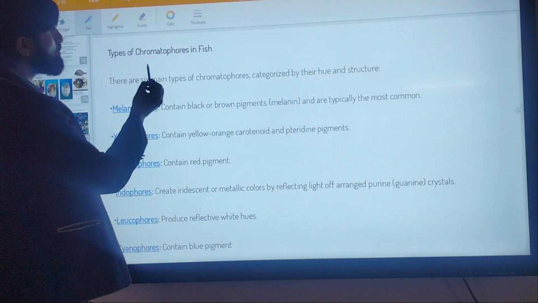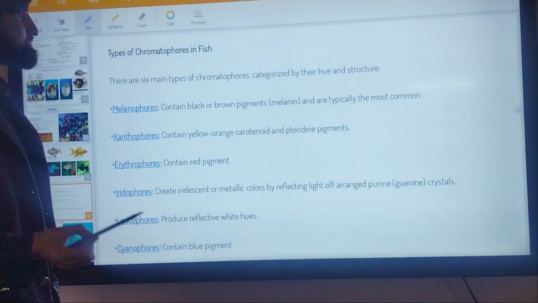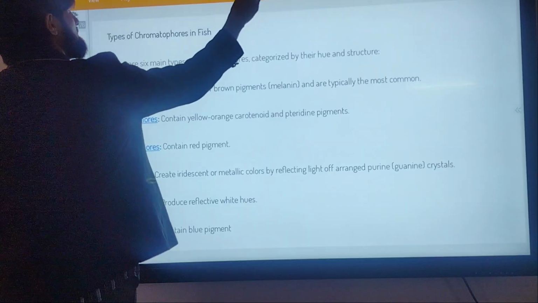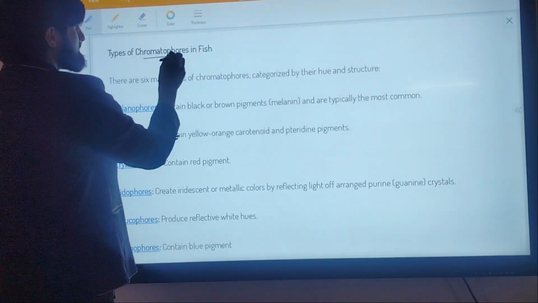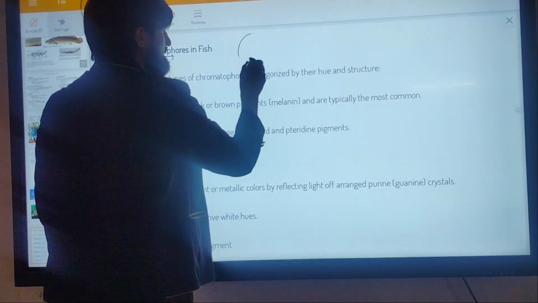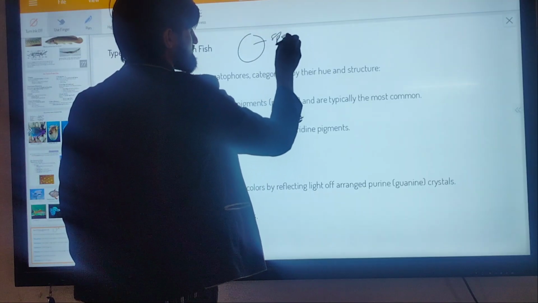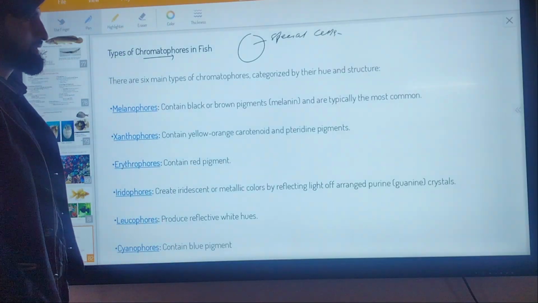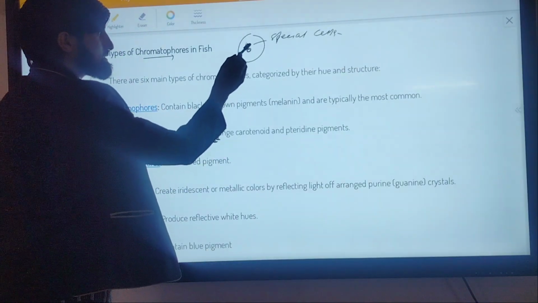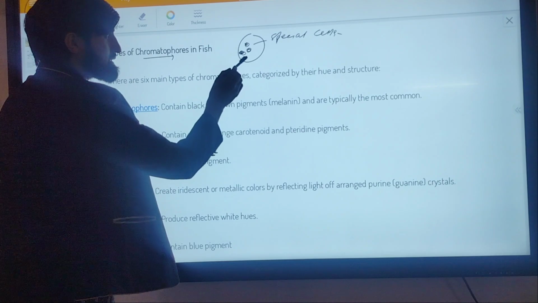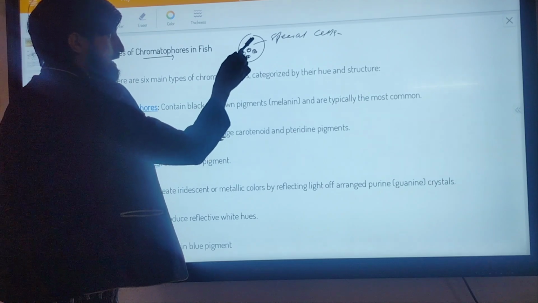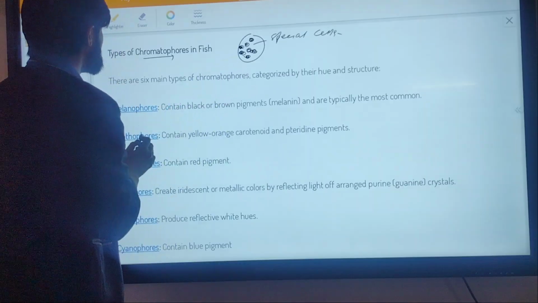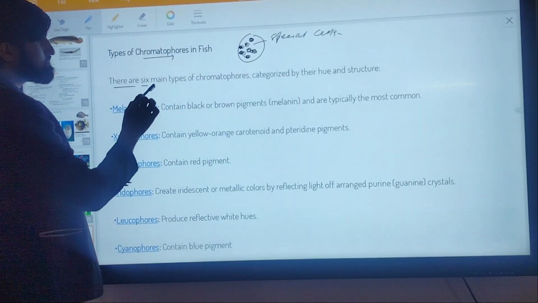So, types of chromatophores in fishes. There are 6 main types of chromatophores. What are chromatophores? Chromatophores are special cells for coloration, and these cells contain pigments. Depending upon the pigment present in the chromatophore, कौन सा ऐसा पिगमेंट है क्रोमेटोफोर में प्रेजेंट, on the basis of that chromatophores are 6 main types.